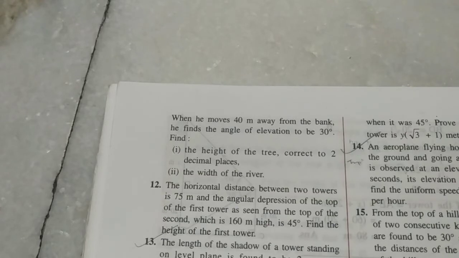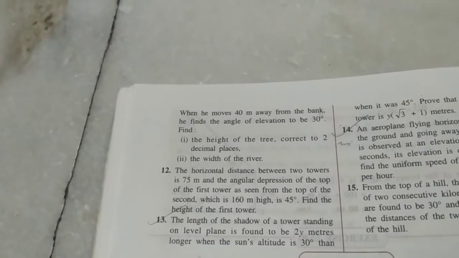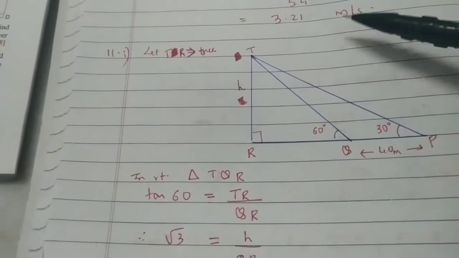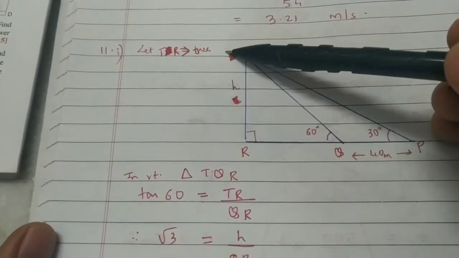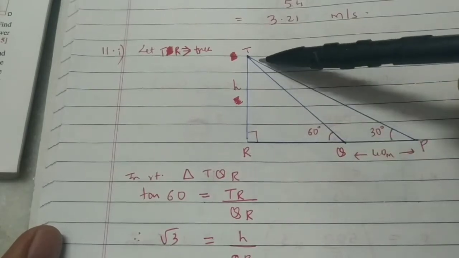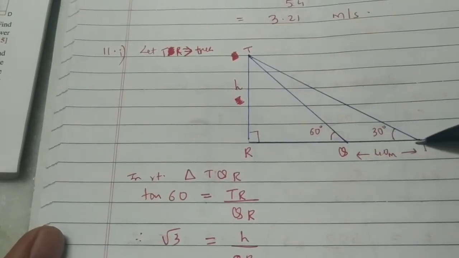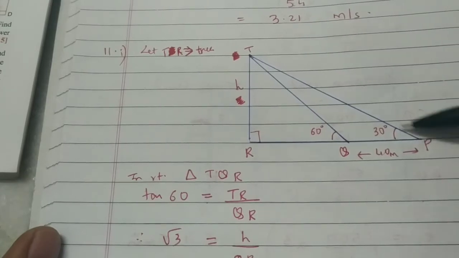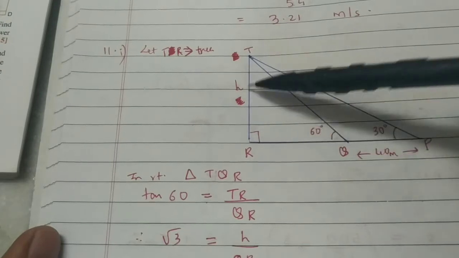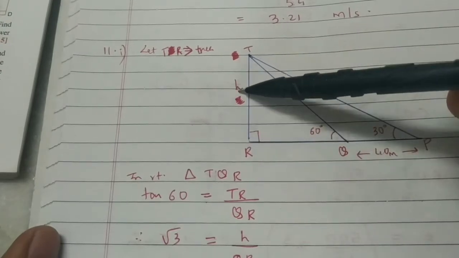So this is very similar to the previous sum we have done, sum number 2. But I'm going to solve this in a different method, just to expose you to a variety of methods available in trigonometry. So here we'll assume TR as a tree. And you were at Q, angle of elevation was 60 degrees. To get a better view, you went far away 40 meters to point P, and now the angle of elevation is 30 degrees. In this sum, I will assume the height to be H. I won't use TR, H.